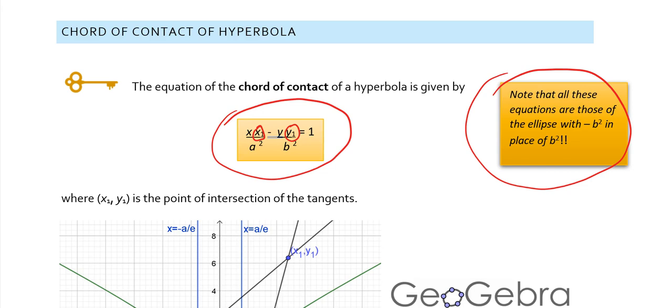And that is that all of these equations are simply those of the ellipse, but with a minus b squared. So not minus b all squared, but b squared with a negative sign in the front. So if you thought about our equation for the chord of contact of the ellipse, it would have been this equation with a positive sign there. So we've replaced this b squared by a negative b squared and obtained the equation of the chord of contact of the hyperbola from that of the ellipse.